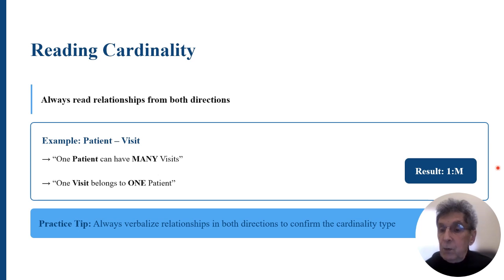It's easy to intuit one direction and assume the other, but don't assume. Think it through explicitly. Let me give you a trick. Turn each direction into a sentence. One entity A can have blankety-blank entity B. Then flip it. One entity B can belong to blankety-blank entity A. The combination of your two answers gives you the cardinality type.